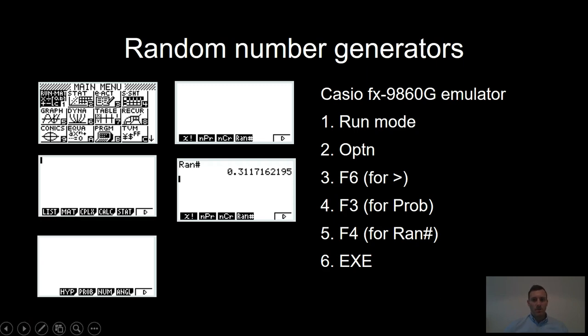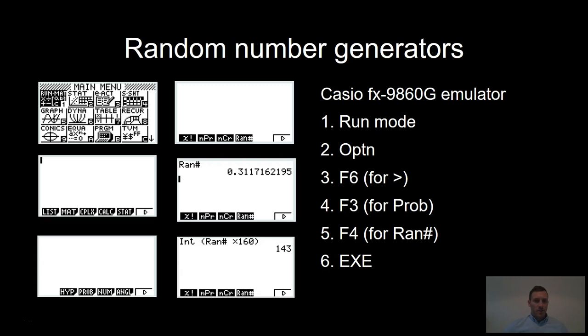What we can do is create a formula to turn that into an integer. So in order to turn this into an integer less than 160, we'd multiply our decimal by 160 and use the integer function, or Int, in front of it. I've shown you how to do that here. So we put the Ran# times 160, and that's going to give us a number between 0 and 160. And then we use the integer function to remove the decimal points. And that will give us a number anywhere between 0 and 160. And we can use that as a random number generator.